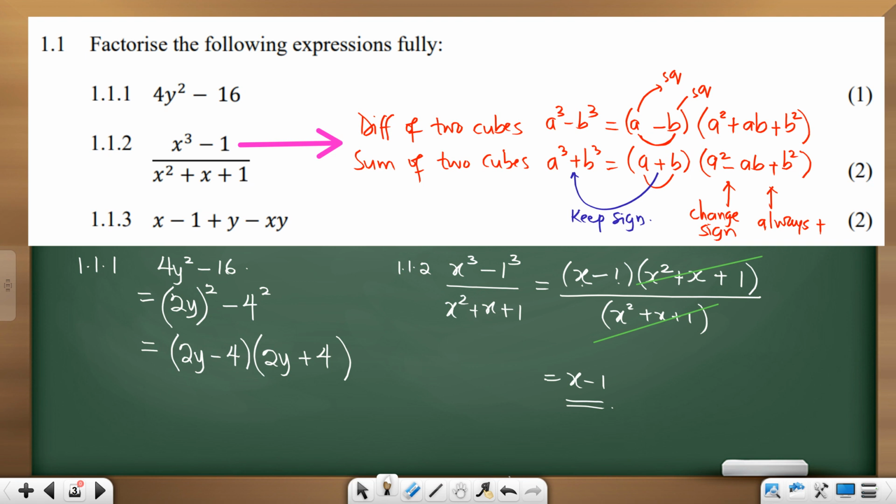Please talk to me quickly. Lerato, was it this one that was challenging? You said 1.1.2. Was it this one? Oh, not this one. So you're okay with this?